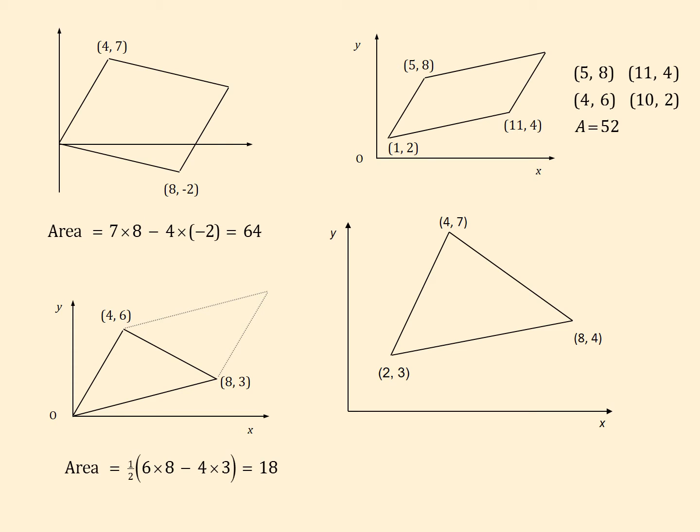And with a triangle that doesn't have a corner at the origin, we can slide it down so that it does. So in this case, we need to subtract 2 from each of the x coordinates and 3 from each of the y coordinates, giving 2, 4, 6, 1. And then apply the rule, 4 times 6 minus 1 times 2 gives 22, and halve that to give 11 as the area. So how does this work?